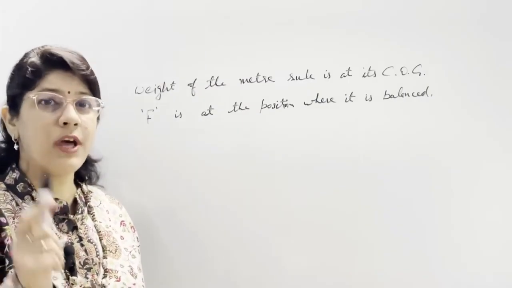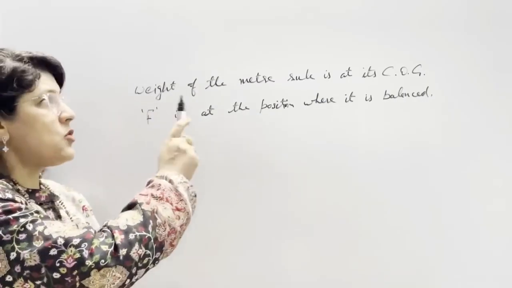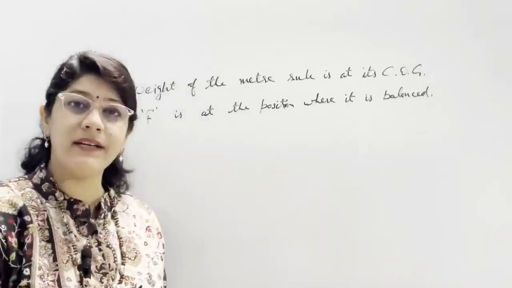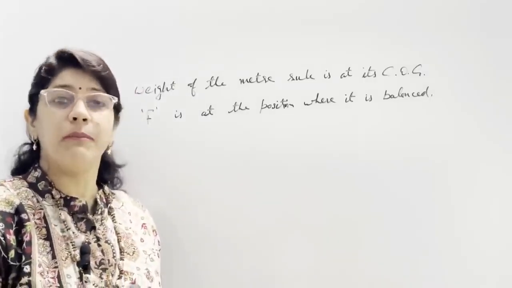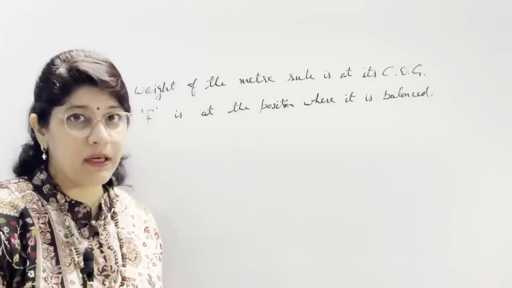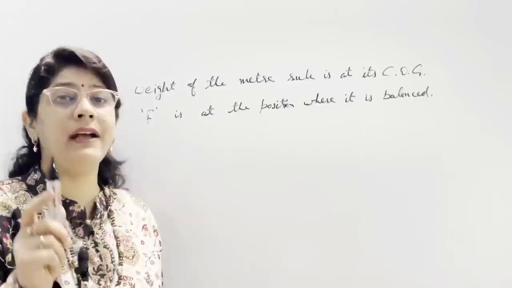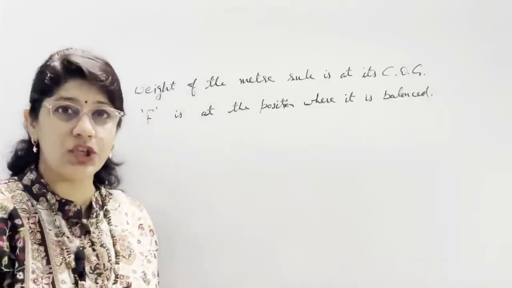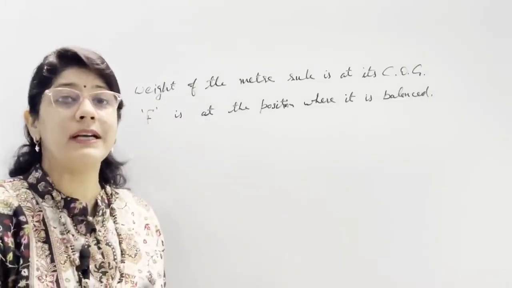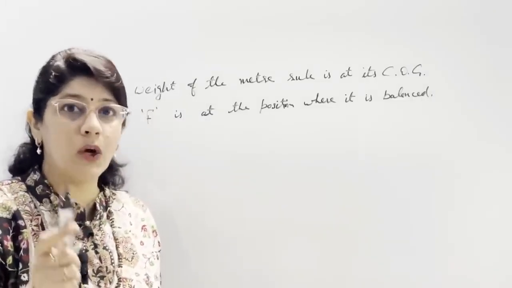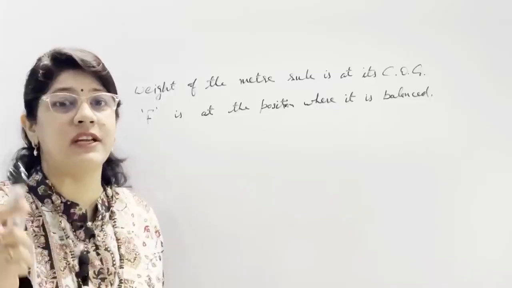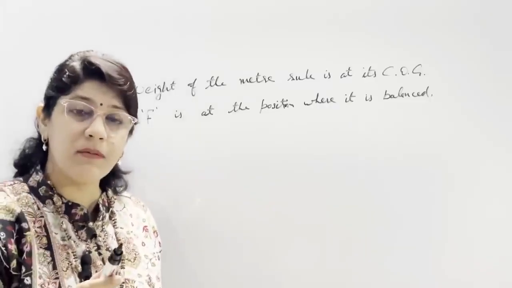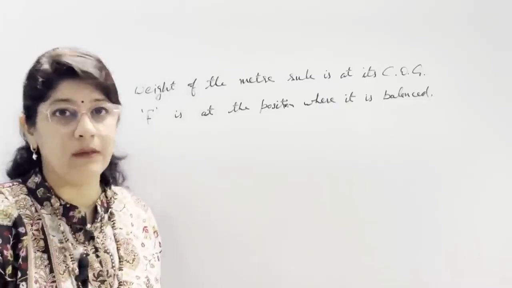By this time, you should have learned that the weight of the meter rule is at its center of gravity. If the meter rule is given, at the 50 centimeter mark; if half meter rule is given, then at the 25 centimeter mark. And then the fulcrum is at the position where it is given in the question that the scale is balanced, or the equilibrium position of the scale is at the 60 centimeter mark. Then the 60 centimeter mark is the position of its fulcrum.